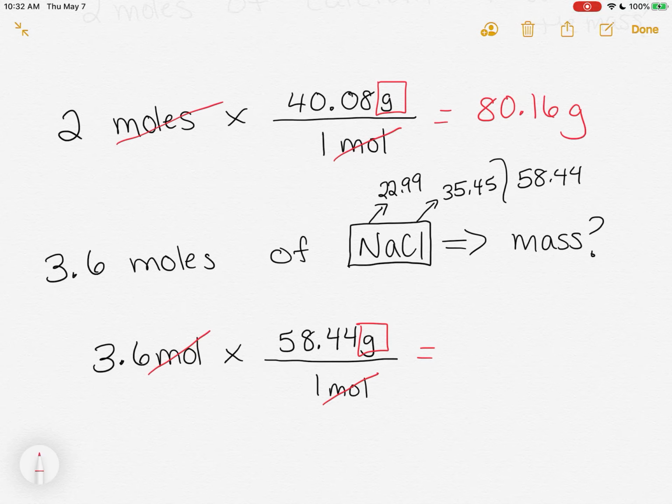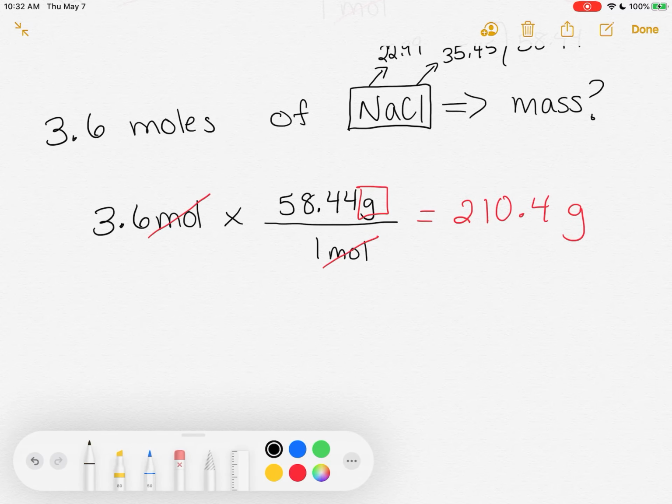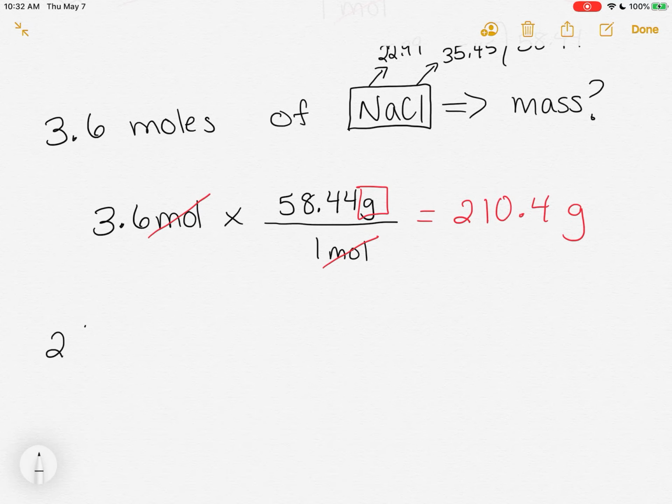So then I can cancel out my moles and be left with grams. So when I do that, my 3.6 moles of sodium chloride is 210.4 grams of sodium chloride. Okay, I can also use the conversion factor to go the other way. So if I have a mass of something, I can use the conversion factor to help me calculate how many moles.